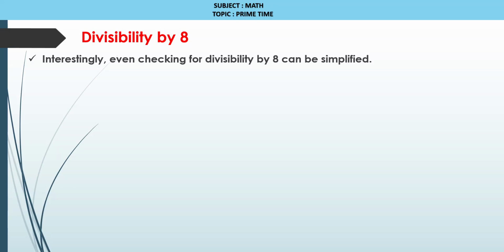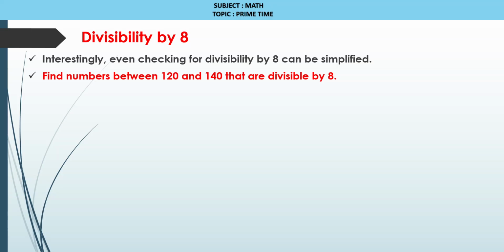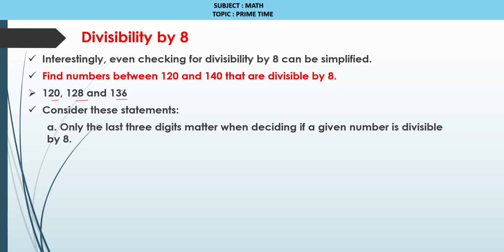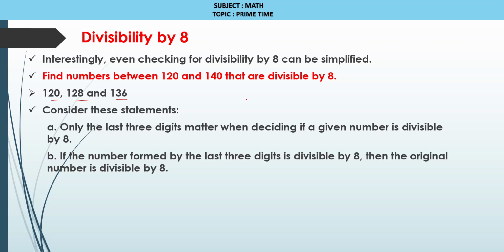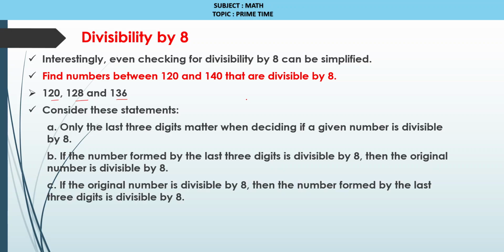Divisibility by 8. Interestingly, even checking for divisibility by 8 can be simplified. Find the numbers between 120 and 140 that are divisible by 8. Answer is 120, 128 and 136. Consider these statements. Only the last three digits matter when deciding if a given number is divisible by 8. If the number formed by the last three digits is divisible by 8, then the original number is divisible by 8. If the original number is divisible by 8, then the number formed by the last three digits is divisible by 8.